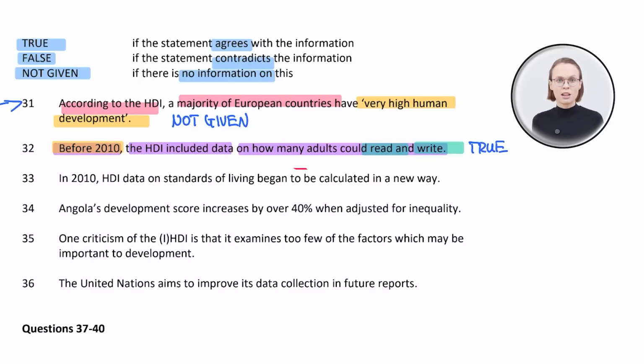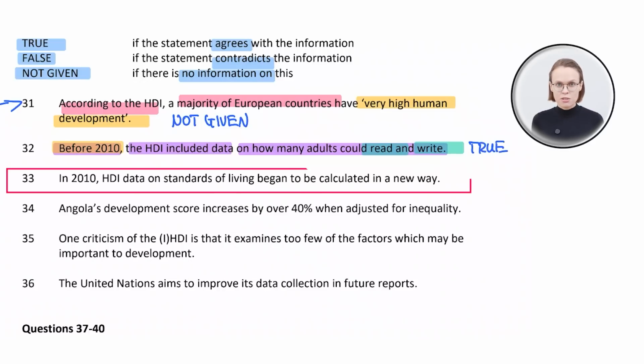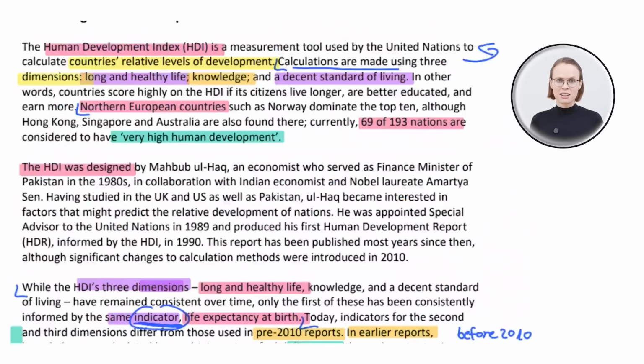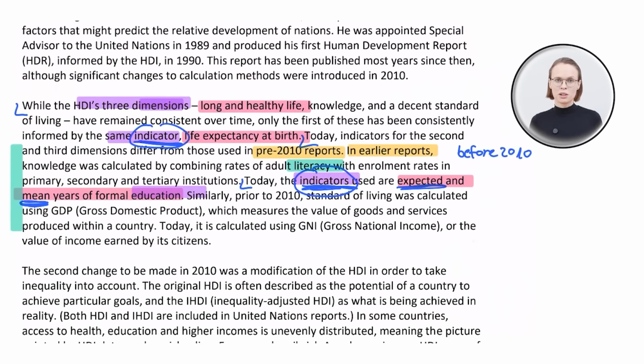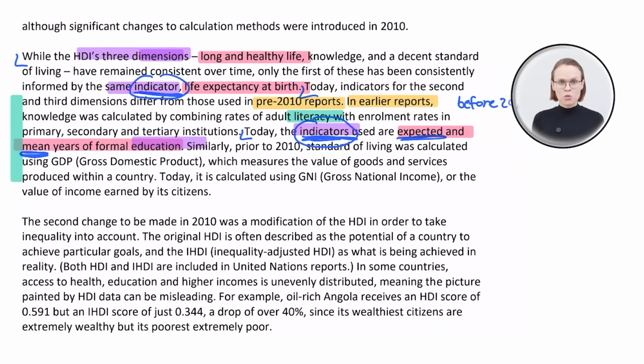Next question. In 2010, HDI data on standards of living began to be calculated in a new way. We're looking for 2010 because this is an excellent keyword and we want to know whether standards of living began to be calculated in a new way. Where does the passage talk about 2010? It's in paragraph 3. So let's take a look at the next sentence here. Similarly, prior to 2010, standard of living was calculated using GDP, gross domestic product, which measures the value of goods and services produced within a country.